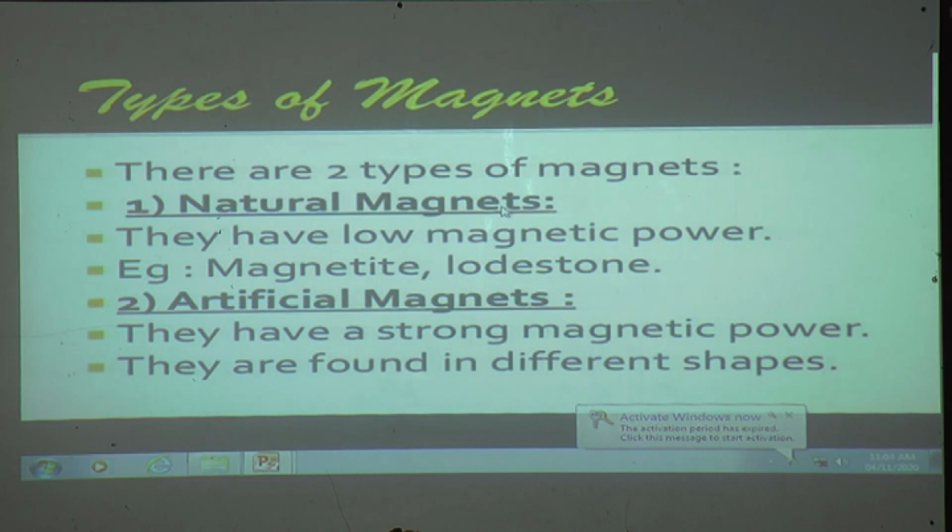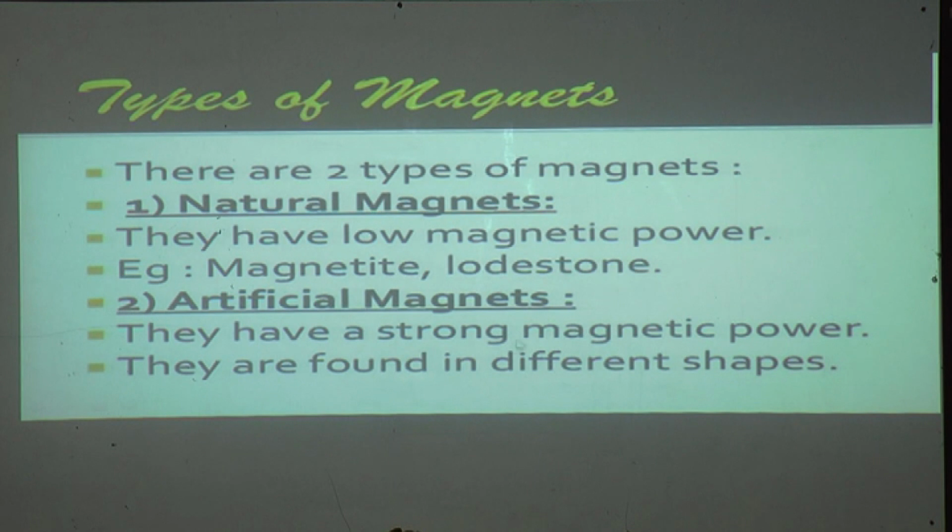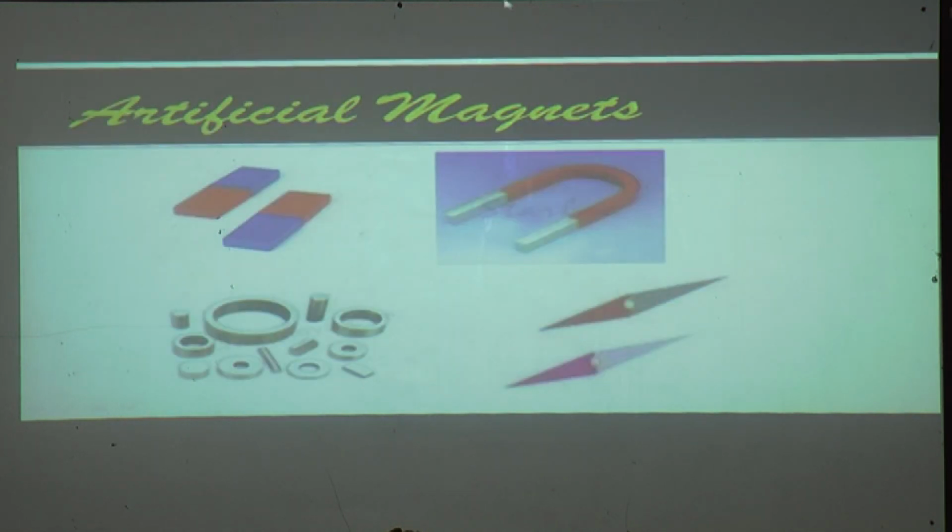Now next, artificial magnets. Here you can see some artificial magnets. This one has a rectangular shape, these have a circular shape, this one is like a needle, and this one is U-shaped. So these are some artificial magnets.